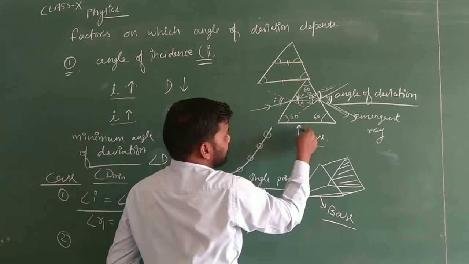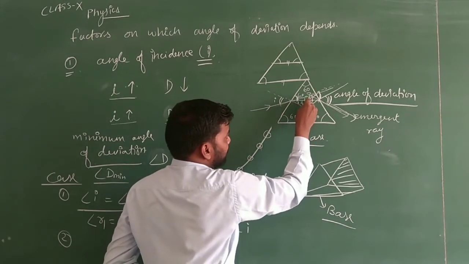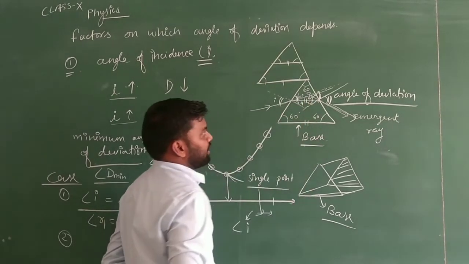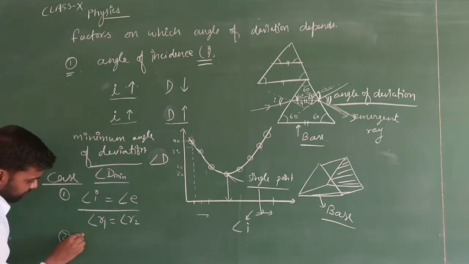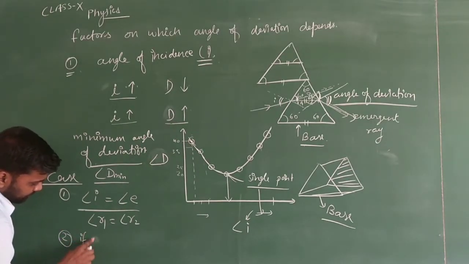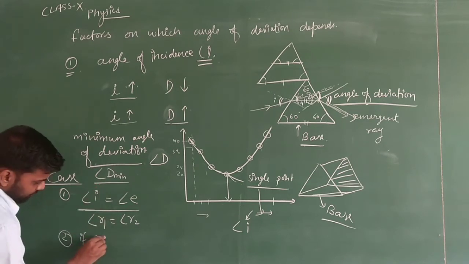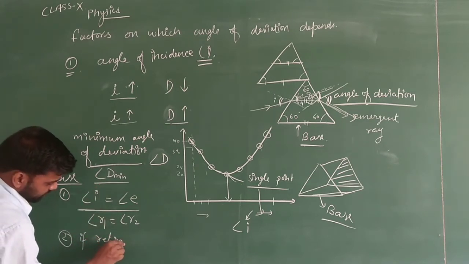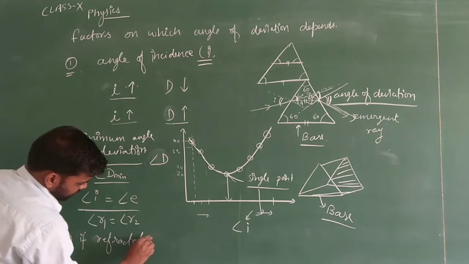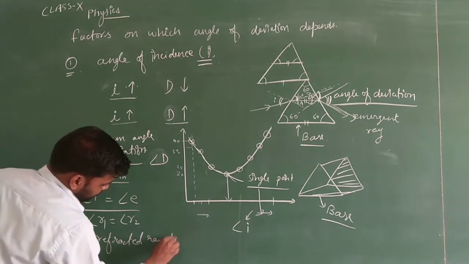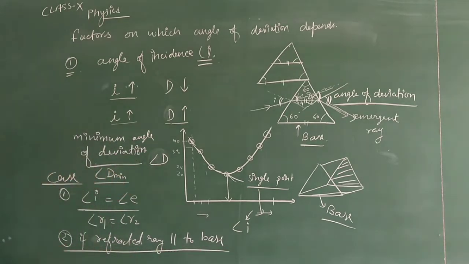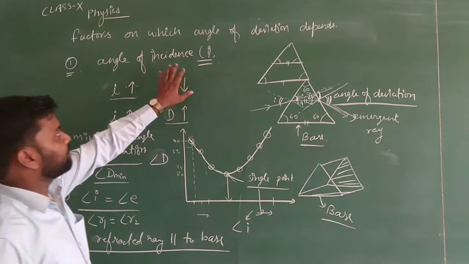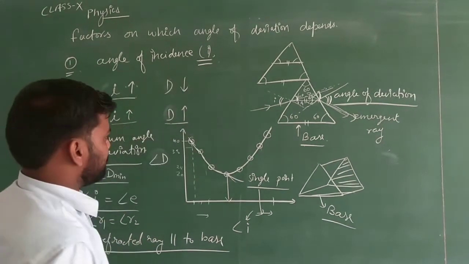Okay, and in this diagram we can see that it is the refracted ray, it is the base of the triangle. Okay friends, so the second case will be if the refracted ray becomes parallel to the base. So on these factors, in this way the angle of deviation depends on the angle of incidence.